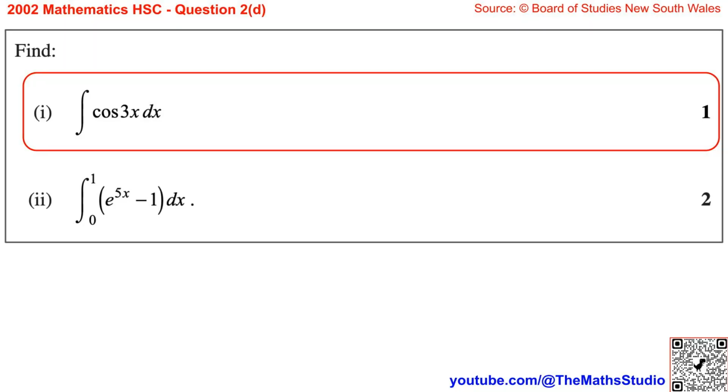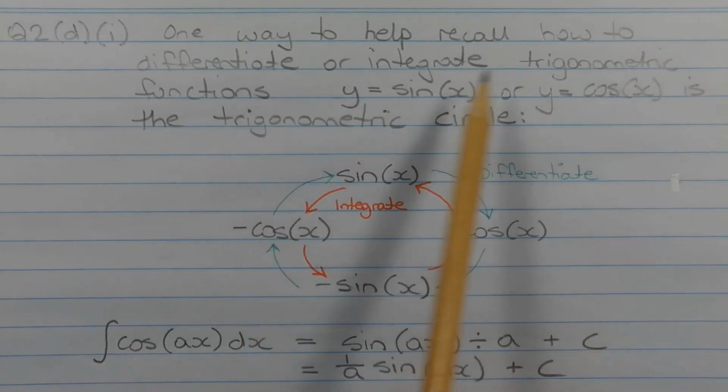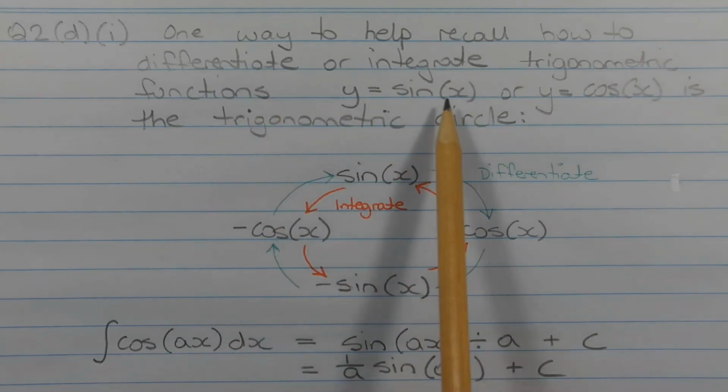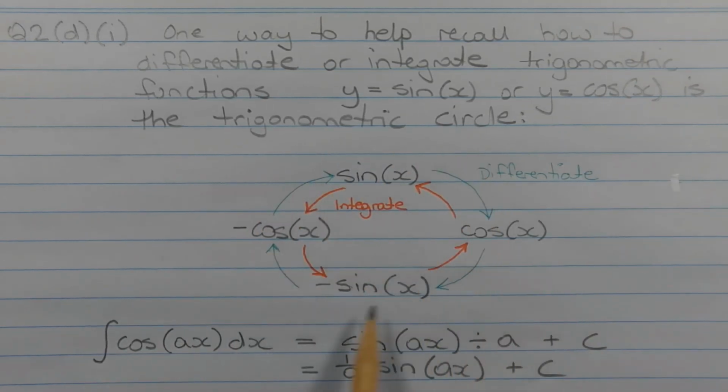Question 2d, Part 1. Find the integral of cos 3x dx. One way to help recall how to differentiate or integrate the trigonometric functions y equals sin x or y equals cos x is the trigonometric circle. It looks something like this.